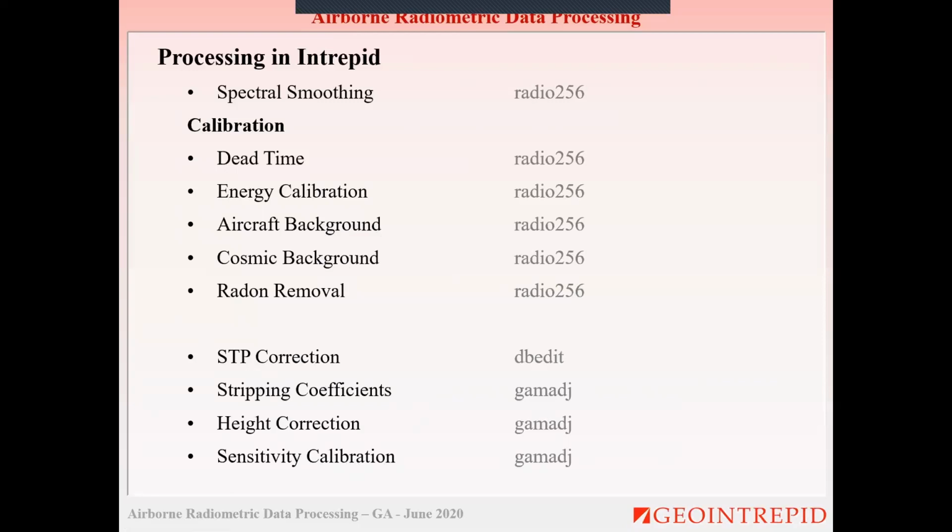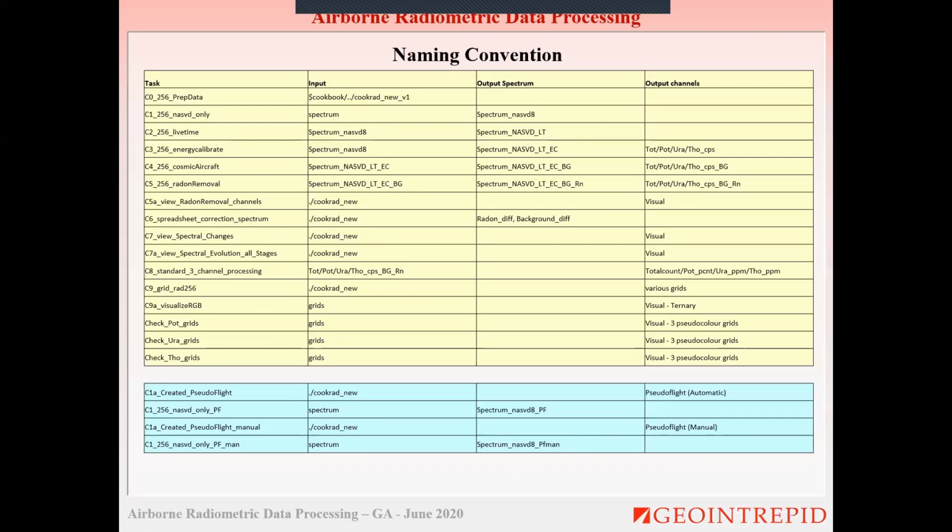Last but not least, a bit of housekeeping, because we create a lot of channels. We have to stick to a naming convention. Today you have to stick to my naming convention. Whatever you do in the future, it's your naming convention, but get a convention and stick to it. On the left side here are the tasks and the input and the output. With the task NASVD only, the input is the 256 channel spectrum, and we output it as spectrum NASVD8 because we will use 8 principal components to reconstruct.